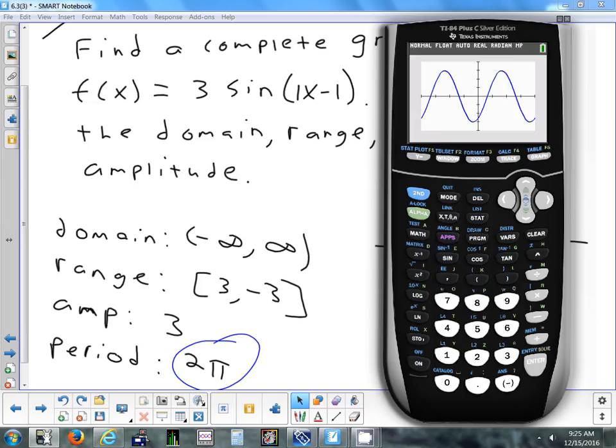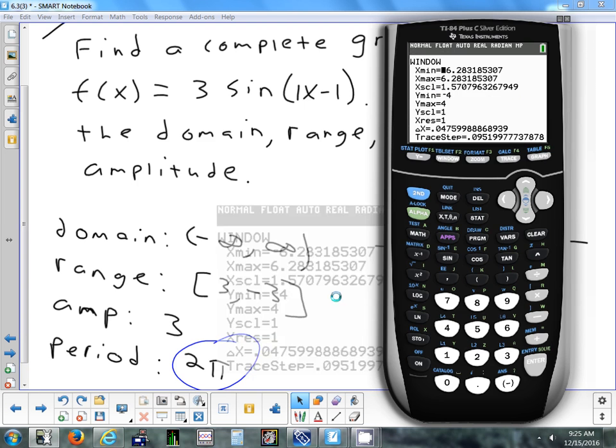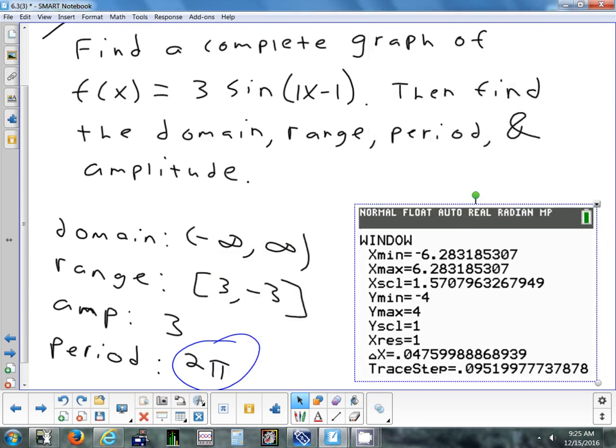Right? So unless the problem specifically says what to do, you don't have to worry too much about the window. Okay? But eventually we're going to have to start finding certain windows. Okay. So any questions on that? So I'm going to do that as my answer this time. That's a complete graph. And it happened to show 2 cycles. Okay? What I don't want you to do on a complete graph is show less than 1 full cycle. Okay? That's not a complete graph. You've got to see 1 full cycle at a minimum. I like to do at least 2.